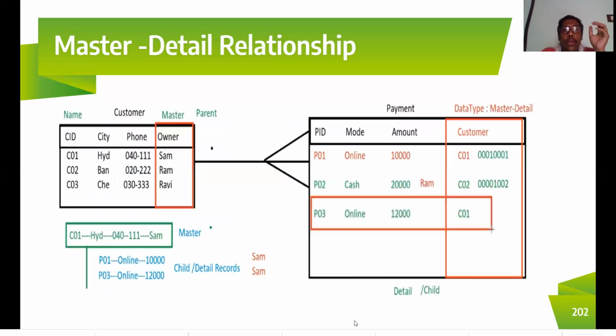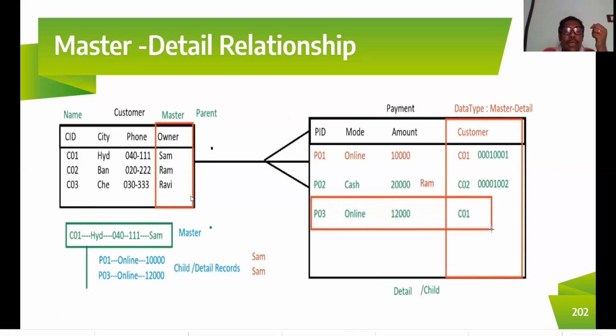Got it? Now see here, this is an example for master detail relationship. I have two objects. One is the customer object, that is a master object, and then I have a payment object, which is a child object. This customer object is a parent object, also called a master object, and the payment object is a child object.